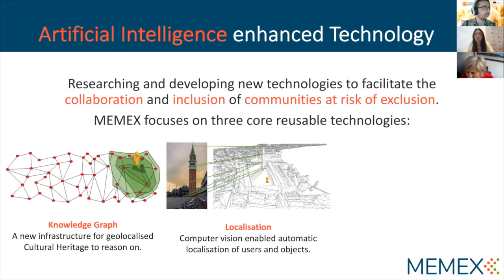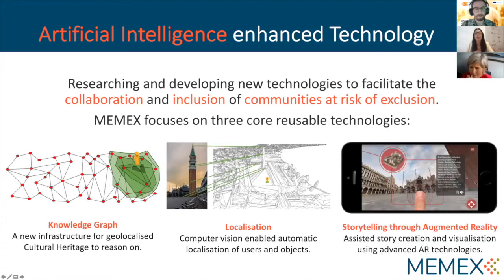Localization: computer vision enabled automatic localization of users and objects that, with the knowledge graph, will give us more information about objects like a monument or a building. And also storytelling through augmented reality: assisted story creation and visualization using advanced augmented reality technologies.